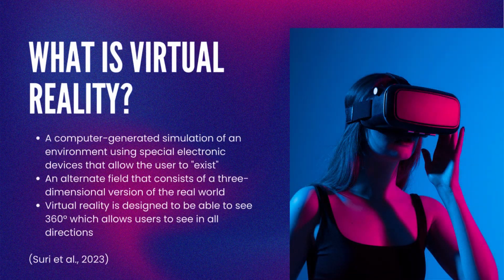What is virtual reality? Virtual reality is a computer generated simulation of an environment using special electronic devices that allow the user to exist in an alternate world that consists of a three-dimensional version of a real world, and virtual reality is designed to be able to see 360 degrees, allowing users to see and interact in all directions.